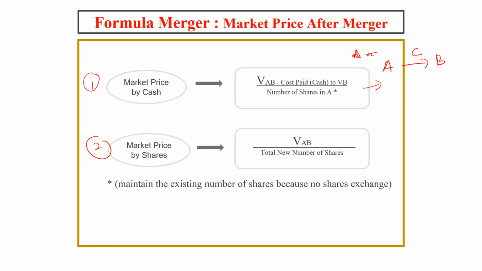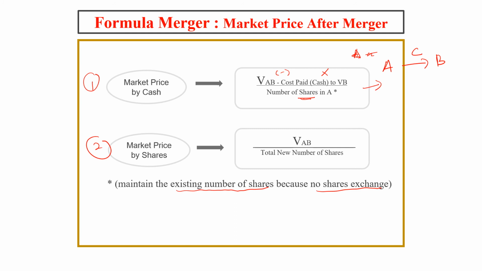Because you have to exclude all the cash related, because when it is market price, we calculate on the shares. That is why below here, the total you will divide by shares, because you want to know only the shares that exist in the company. What you relate with the cash is not related to the share. That's why you exclude it. You have to minus. The important thing is you just follow this formula. If it asks for market price by cash, you follow this formula. And the number of shares in A, maintain the existing number of shares because there is no share exchange.